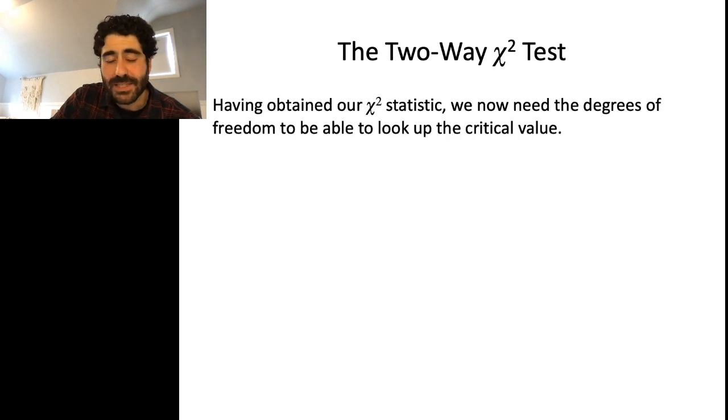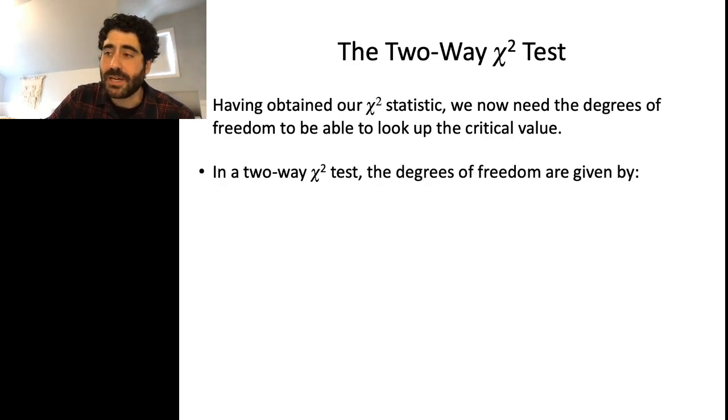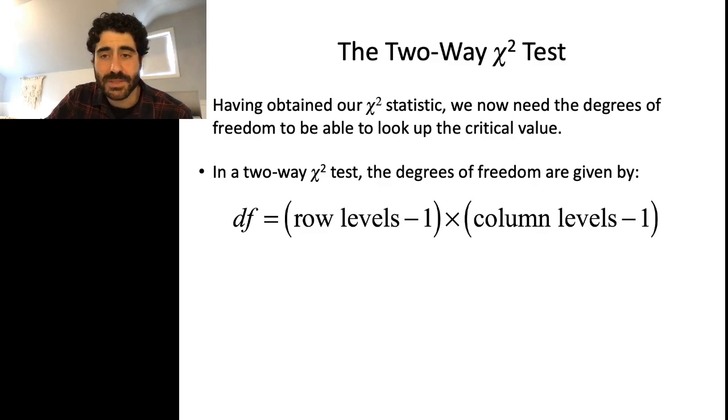Okay, so the last step we need to actually figure out if this is a significant difference or not is we need to know the critical value. And to do that, we need to know the degrees of freedom. In a two-way chi-square test, the degrees of freedom are given by this multiplication. They're basically the degrees of freedom of the first factor, which is the number of levels minus 1, times the degrees of freedom of the second factor, which is the number of levels minus 1.